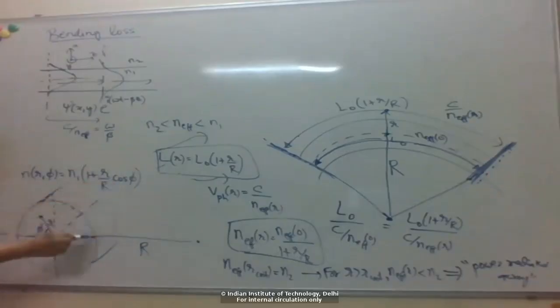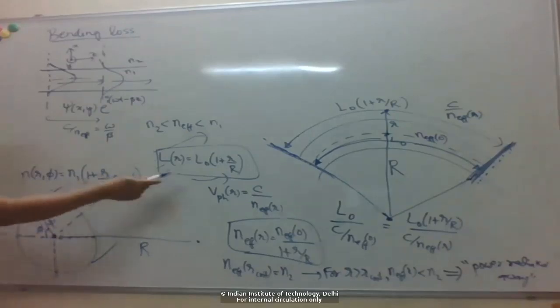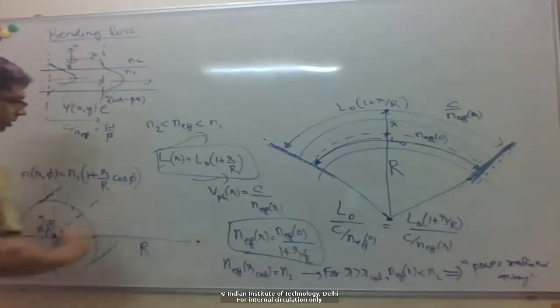So for phi equal to 0, we get a 1 plus x by r profile here. But for the perpendicular, cosine phi is 0, so it's just n1 all along here. The bend makes no difference because all of these points are traveling the same distance, since they're all the same distance r from the bend. I hope this profile is clear. Any intermediate point here will travel a longer distance by this cosine phi.